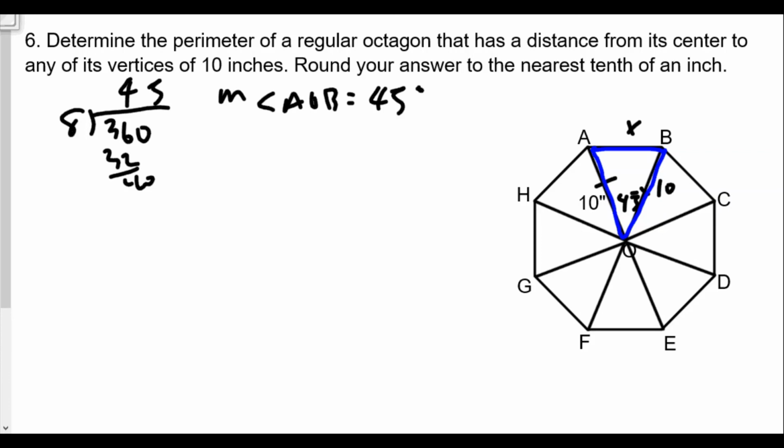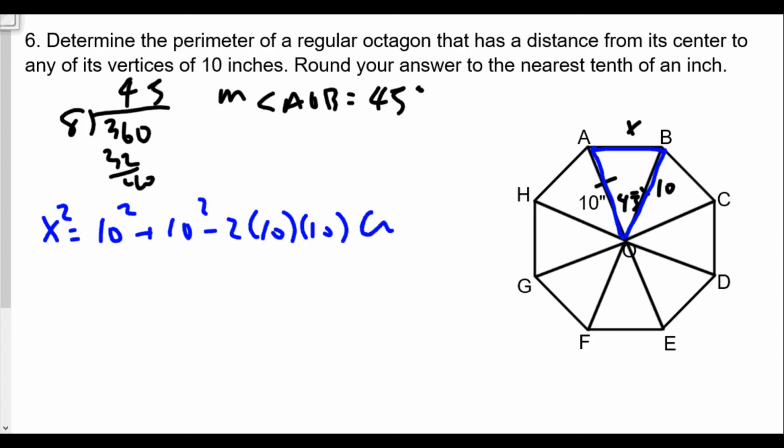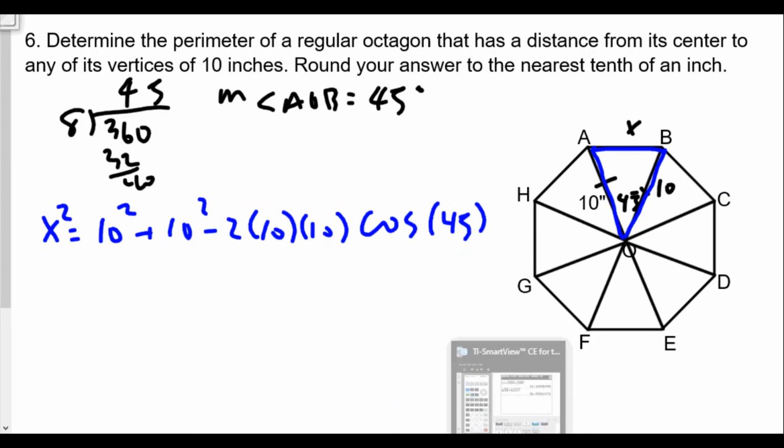So we know we use law of cosines, x squared is equal to the first side squared, 10 squared, plus second side squared, 10 squared, minus 2 times 10 times 10 times the cosine of 45 degrees. And that's x squared, all right? So let's take our calculator.